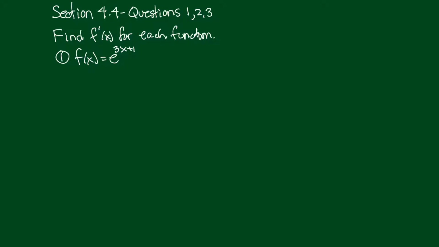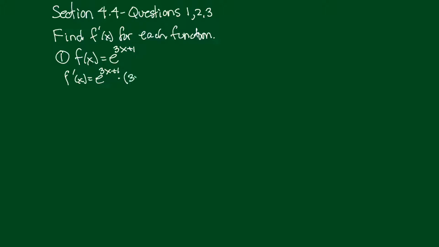So we're going to find the derivative for each one of these functions in questions 1, 2, and 3. In number 1, we've got an exponential function, and we know what to do here. The derivative is the function itself, e to the 3x plus 1, times the derivative of the exponent.